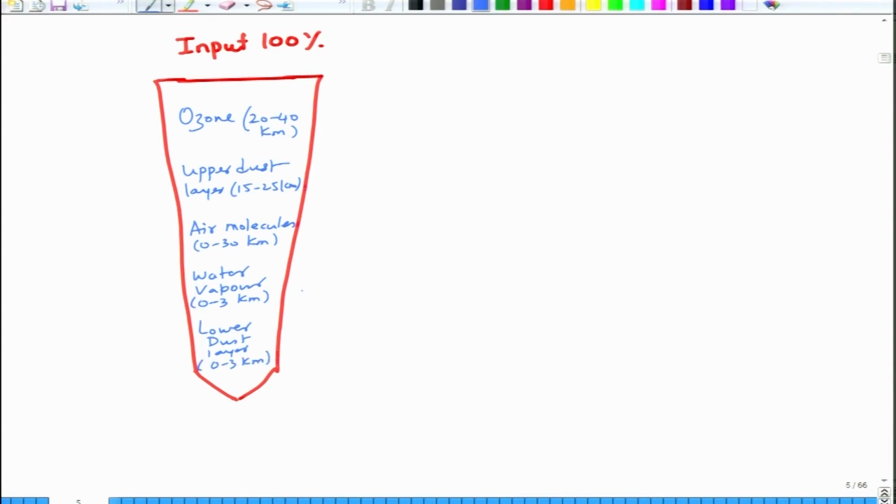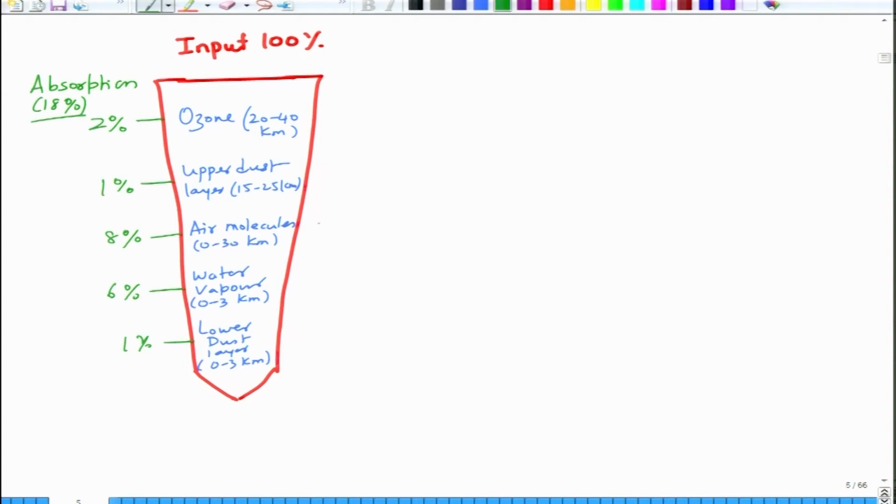So, if I look at absorption on the left side, ozone has an absorption of about 2%, upper dust layer has an absorption of about 1%, air molecules absorb about 8%, water vapor absorbs about 6%, and lower dust layer absorbs about 1%. So, total absorption is about 18%.